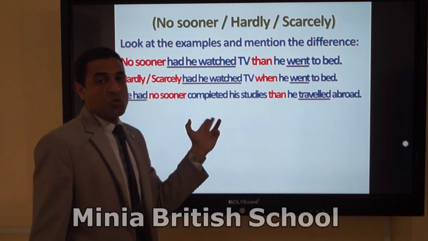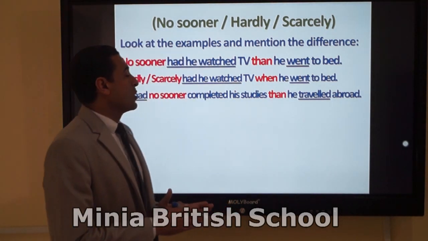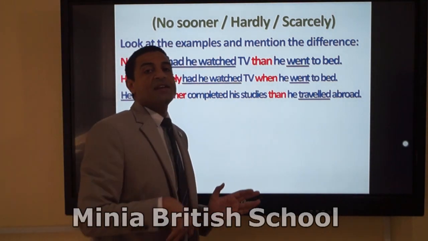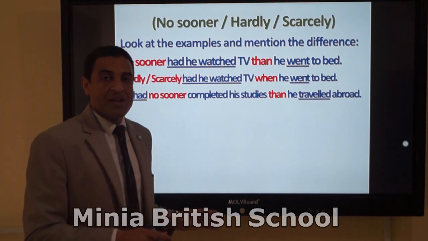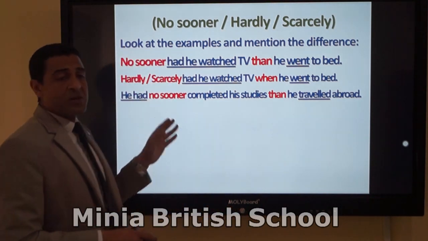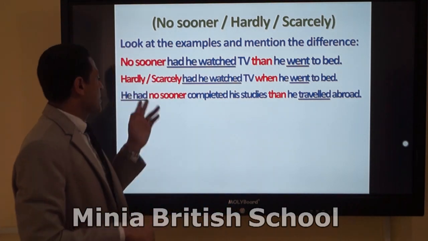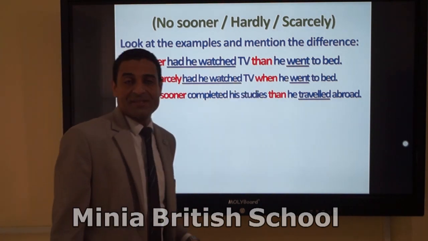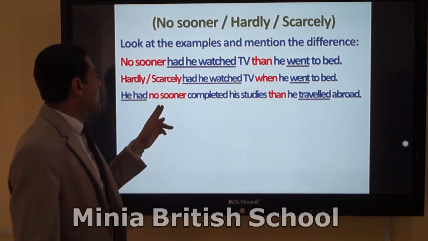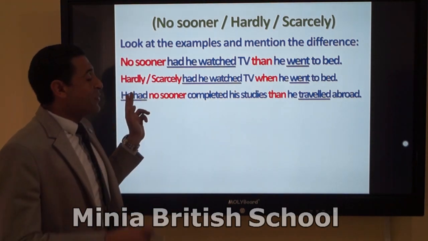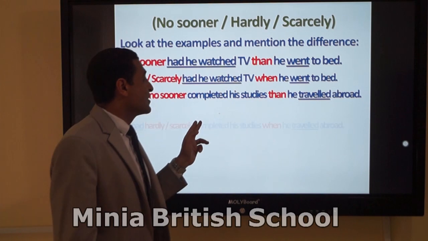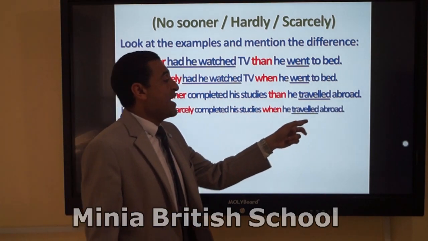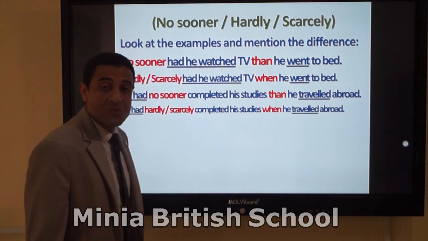This time, I will not use no sooner at the beginning of the sentence. I will use it as the third word of the sentence, just like this one. He had no sooner completed his studies than he traveled abroad.